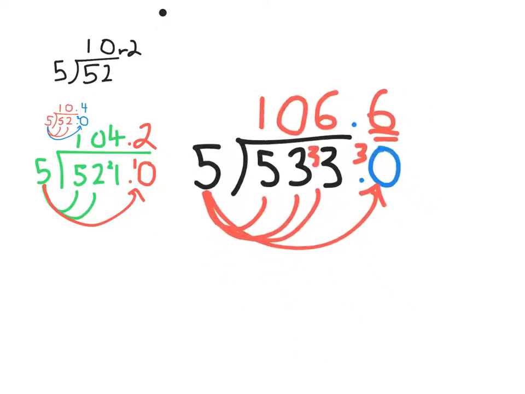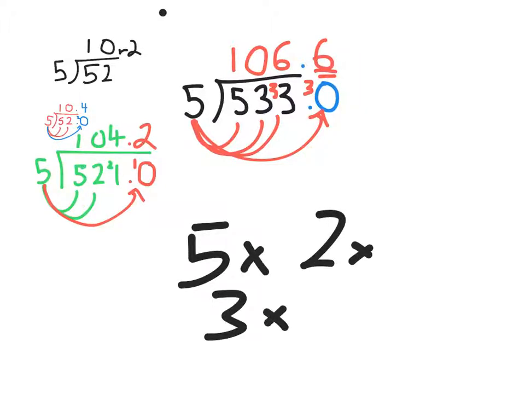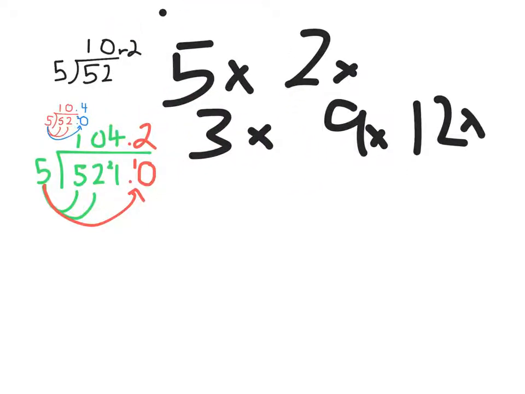So if you're feeling really confident and you want to have a go at doing some of your own questions, this is what I suggest. Pick a times table that you're really comfortable with. Maybe it's your 5s, maybe it's your 2s, maybe it's your 3s, or maybe you've been practicing your times tables a lot and it's your 9s or your 12s. Pick a times table that you feel really comfortable with, and then set your own questions.